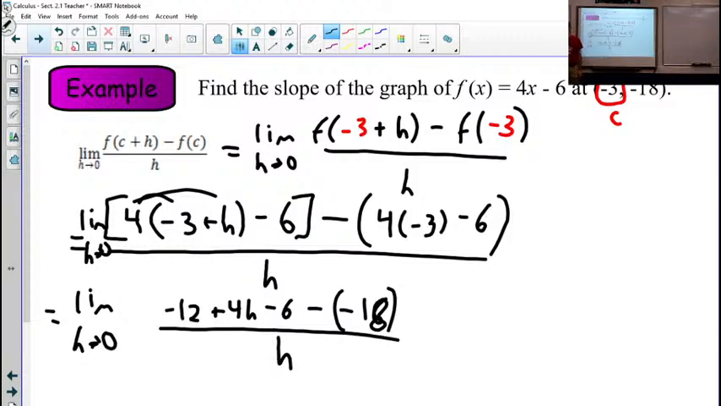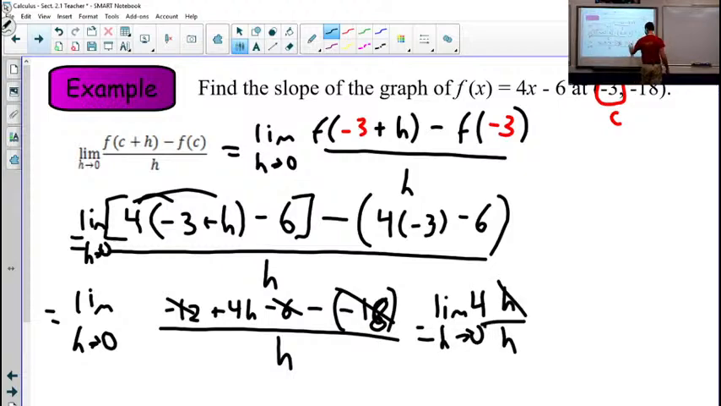If you were an astute observer, you would also notice that this should not surprise you. The answer being 4 eventually should not surprise you. And this being negative 18 should not surprise you because the problem told you that f of negative 3 was negative 18. So keep an eye out. Negative 12 minus 6 is a negative 18, minus a negative 18. All this is going to cancel out. And we are going to get the limit as h approaches 0 of 4h over h. So the h's can cancel. We get 4.